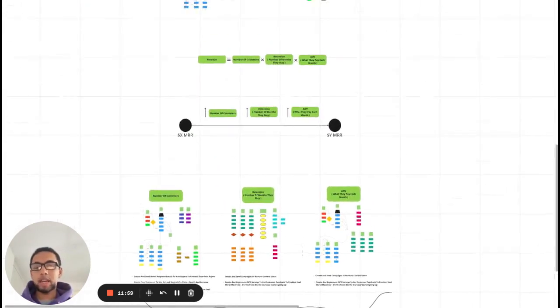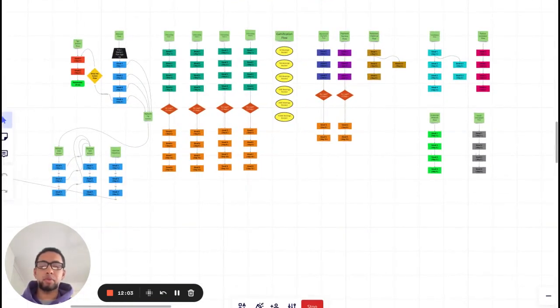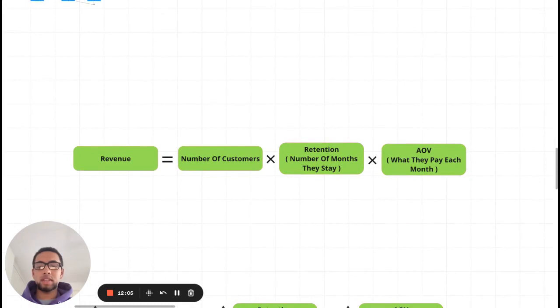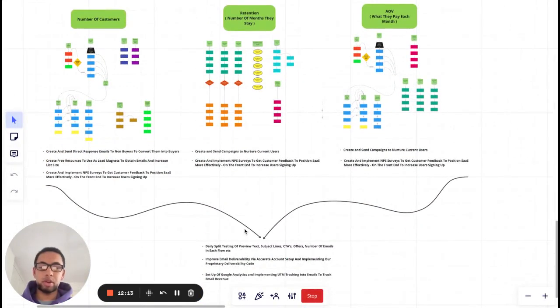But hopefully, this gave you a better idea of all of the email flows and how to implement them for your SaaS company. We also have some information on the revenue formula, how the flows relate to it, the extra information on the campaigns you should be sending, and the split tests you should be doing.